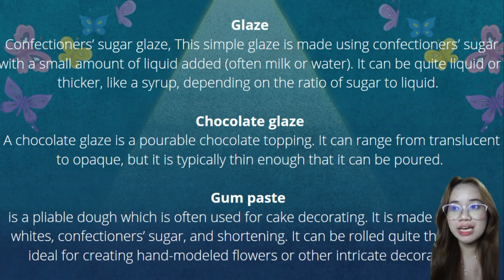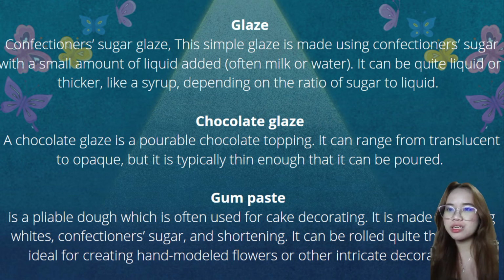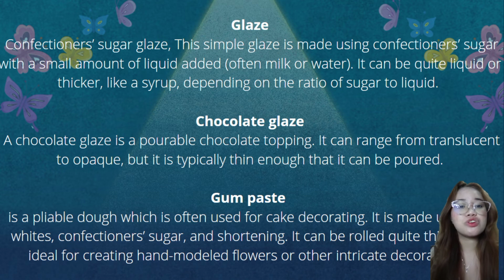Okay, next we have the glaze. So confectioner's sugar glaze. This simple glaze is made using confectioner's sugar with a small amount of liquid added. It can be quite liquid or thicker like a syrup depending on the ratio of sugar to liquid. The chocolate glaze. A chocolate glaze is a pourable chocolate topping. It can range from translucent to opaque, but it is typically thin enough that it can be poured.